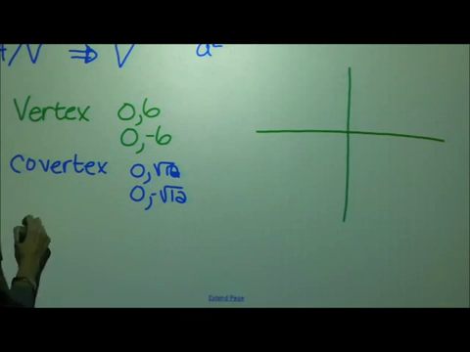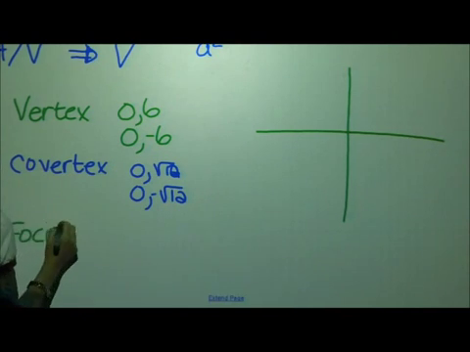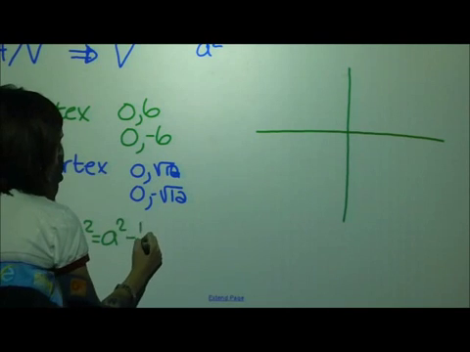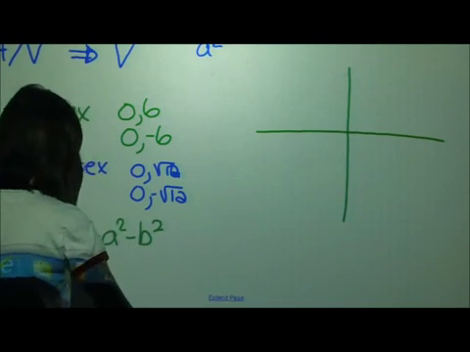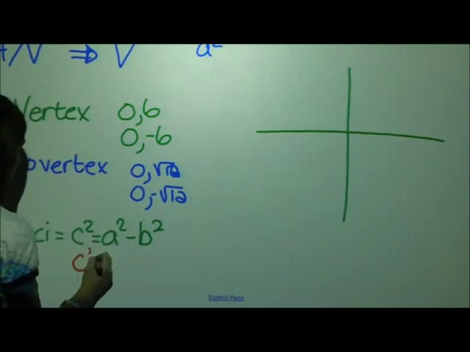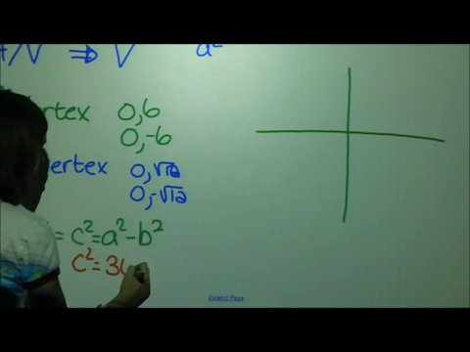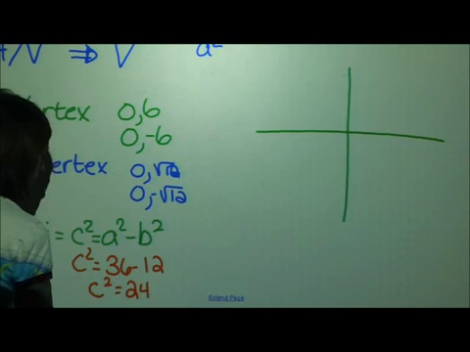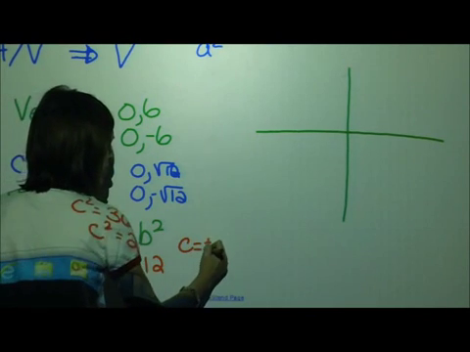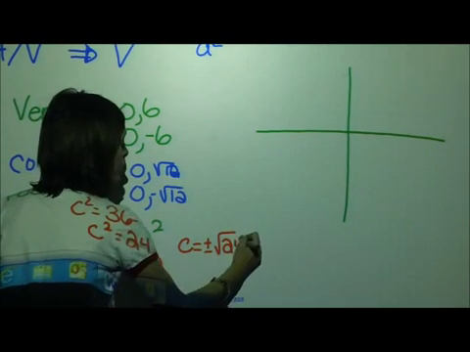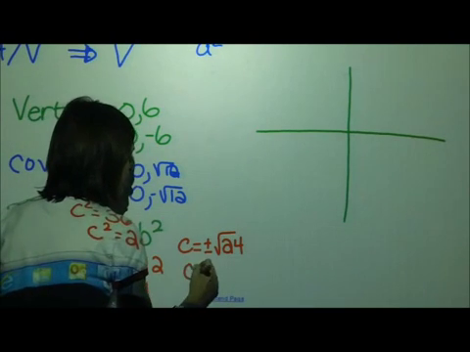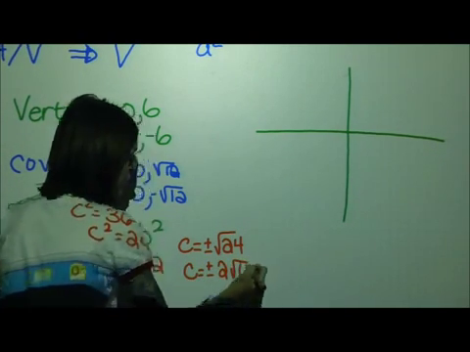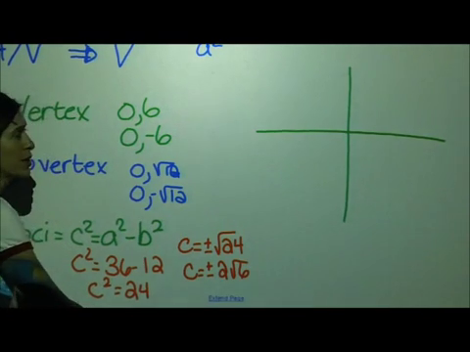And then we've got our foci, which is c squared equals a squared minus b squared. And our c squared then equals 36 minus 12. C squared equals 24. So c equals plus or minus root 24. We do want to simplify that, so c would equal plus or minus 2 root 6. I'm hoping you got that when you pressed pause.